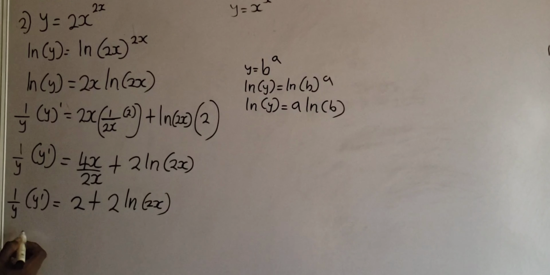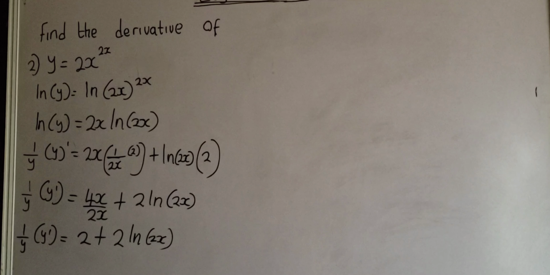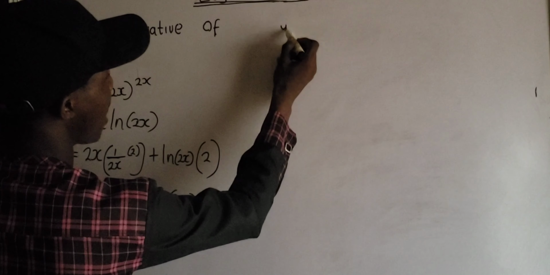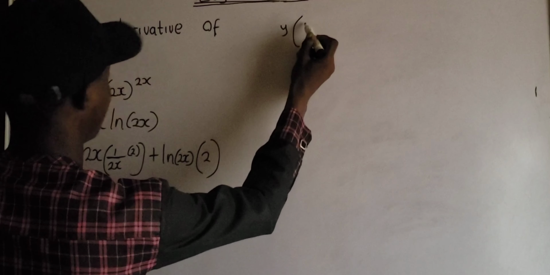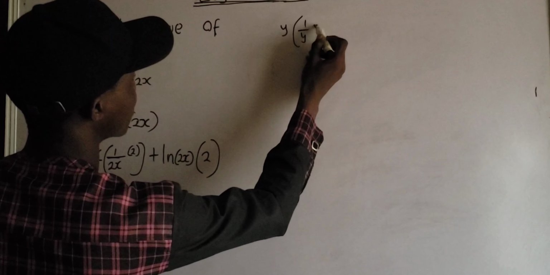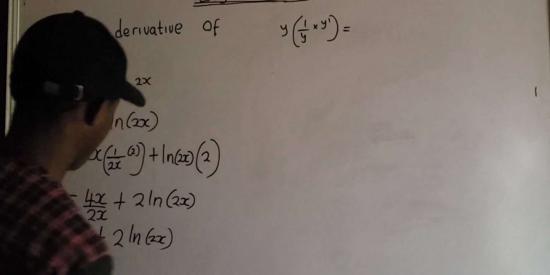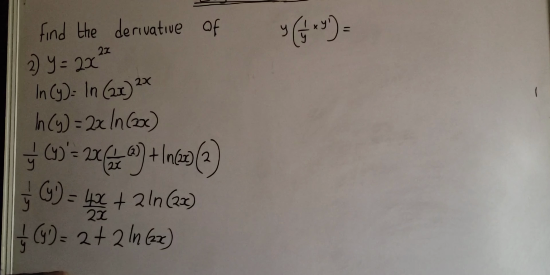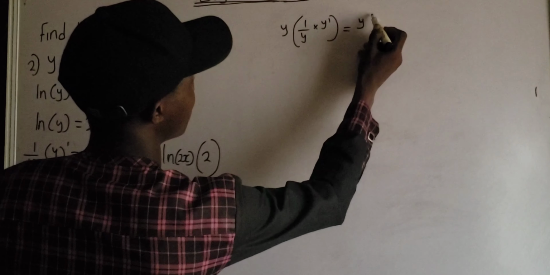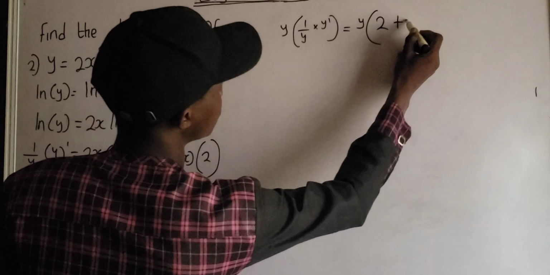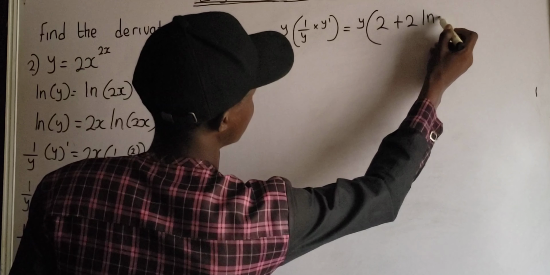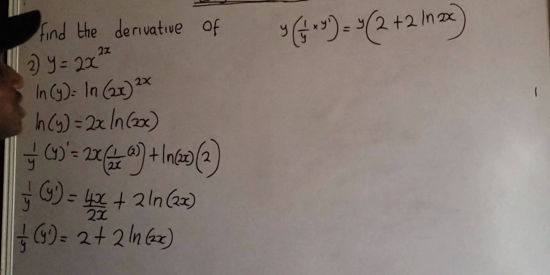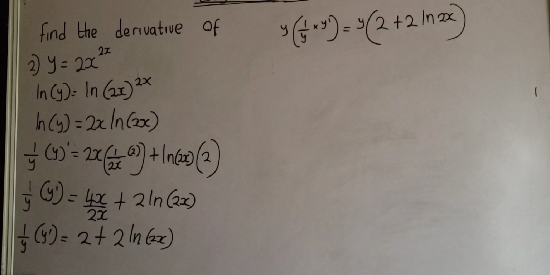You understand? Okay, now the next step is that I'm going to multiply both sides of this equation by y. You understand? So I'm going to have y multiplied by 1 over y multiplied by derivative of y is equals to, I'm going to multiply the right hand side also with y. So I'm going to have y multiplied by 2 plus 2 ln 2x. You understand? Okay. The reason why I multiply both sides of this equation by y is because I want to eliminate y, which is at the denominator of this fraction, which is 1 over y.